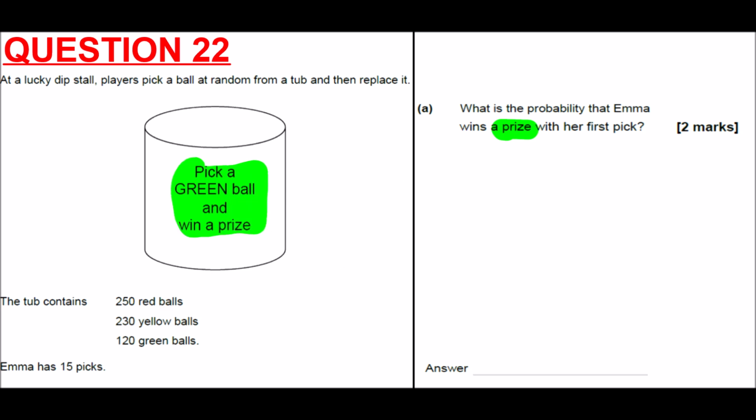So let's see what we have in this tub according to the question. So we've got 250 red balls, 230 yellow, 120 green. So let's just find out the total number of balls we've got so far. 250 plus 230 plus 120. 0 plus 0 plus 0 is obviously just 0. 5 plus 3 plus 2 is 10. So put the 0 for 10 and carry the 1 onto the next column. And finally, 2 plus 2 plus 1 is 5, plus the 1 we've just carried is 6. So there's 600 balls in total.